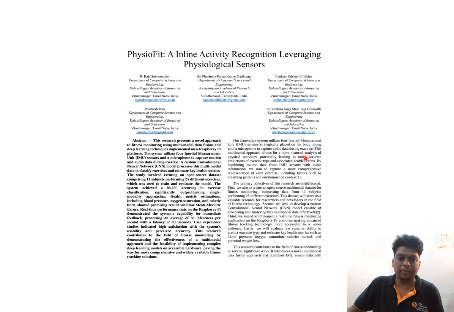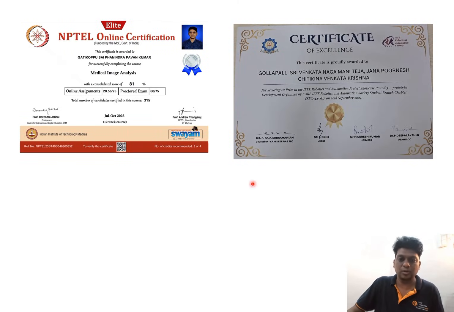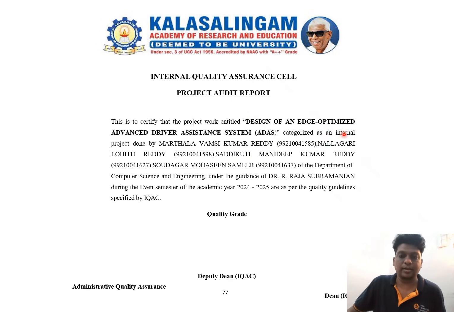The front page of the paper. So the title and the author names should be included here. If you got acceptance from any conference or journal, that also you should include. Then any certifications, courses, finally you mention it with the AQSC format.